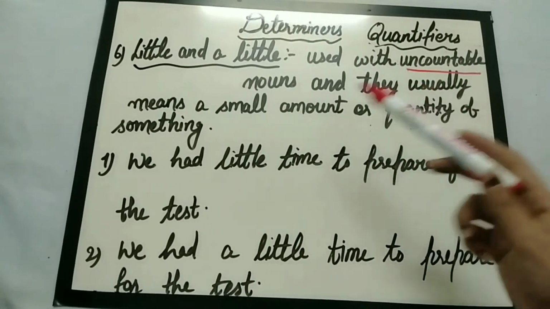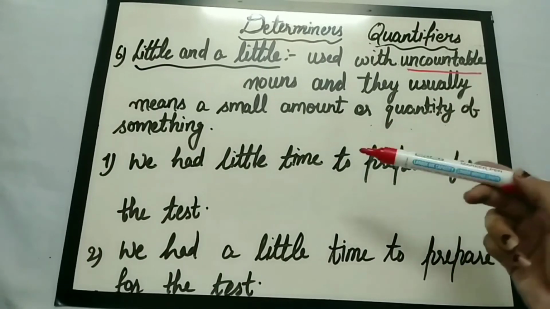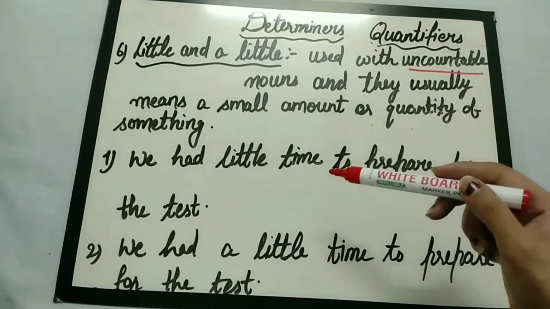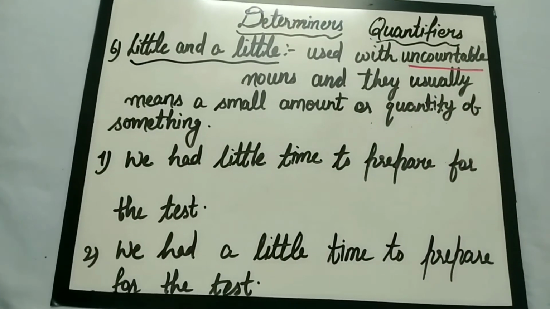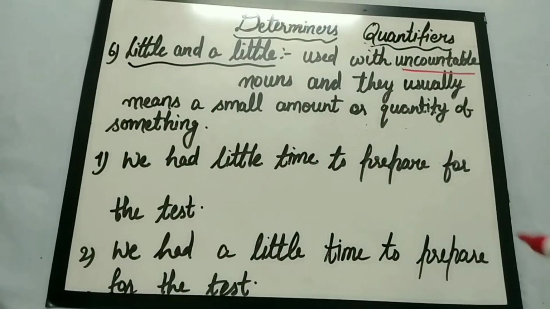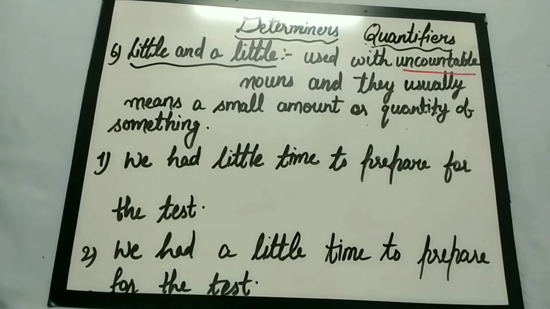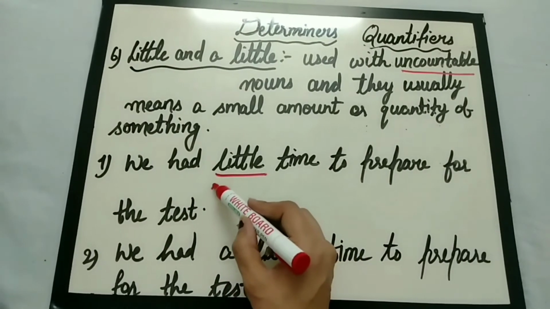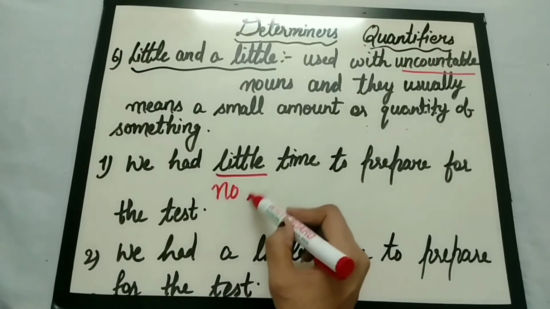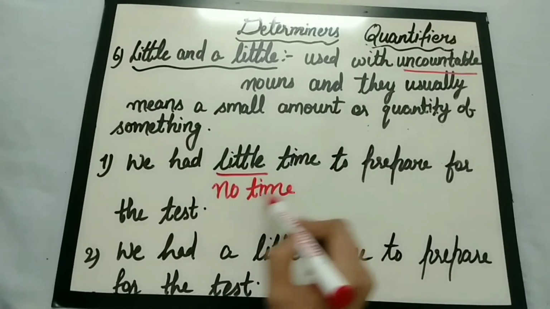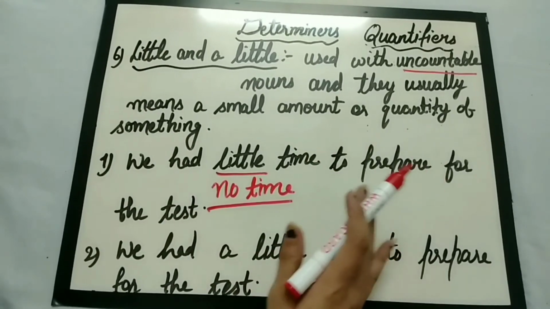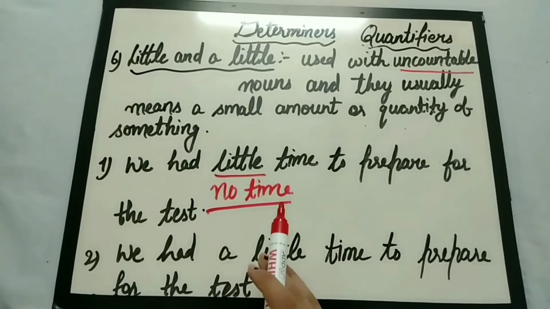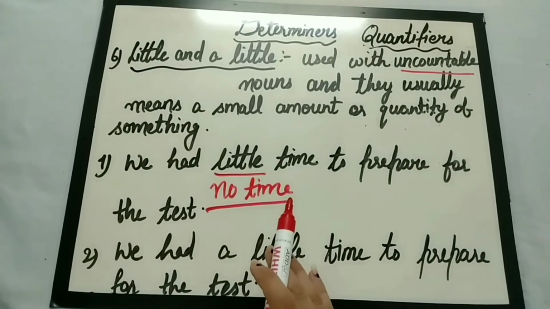They usually mean a small amount or quantity of something. For example, we had little time to prepare for the test. So here the word little indicates in a negative way that we had almost none, almost no time. We had no time to prepare for the test.